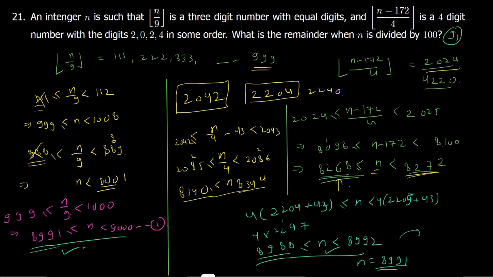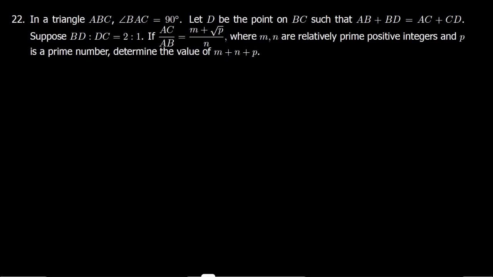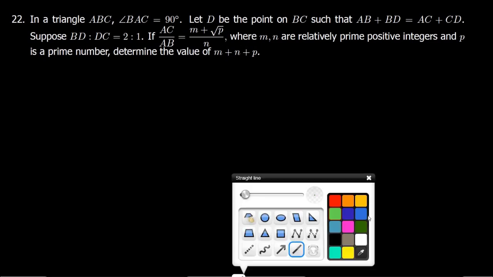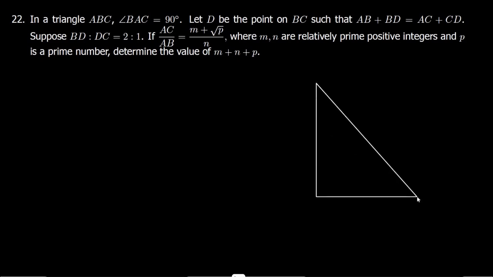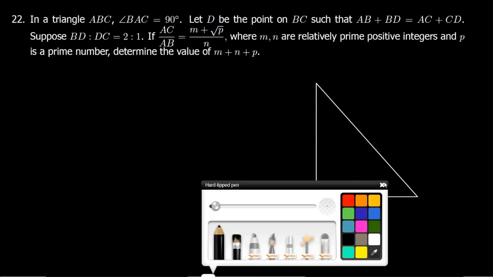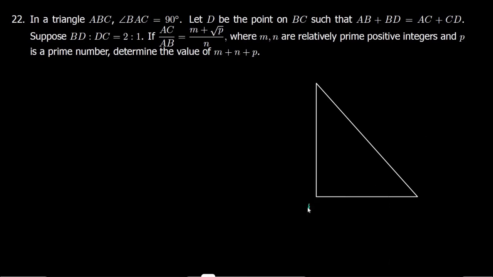All right, let's look at the next question. In this one, we have been told that in triangle ABC, angle BAC is 90 degrees. So it's a right angle triangle. Let me make a right angle triangle, where A is the right angle. Suppose this is my A, this is B, this is C. This angle is 90 degrees.